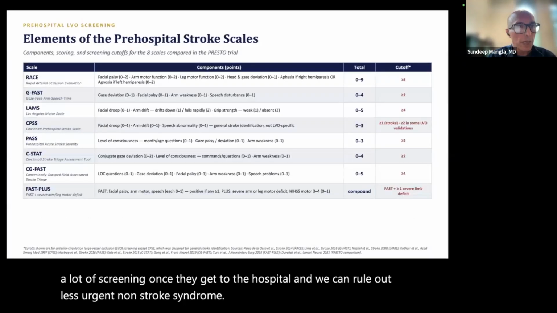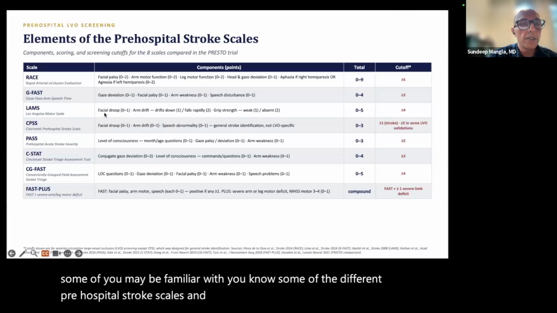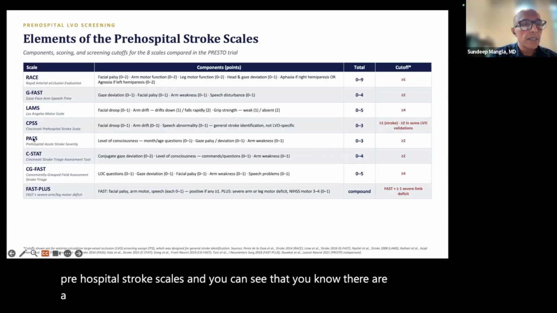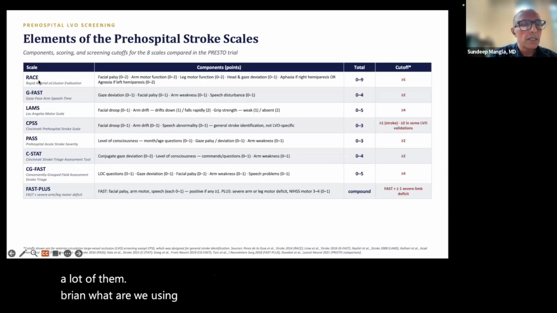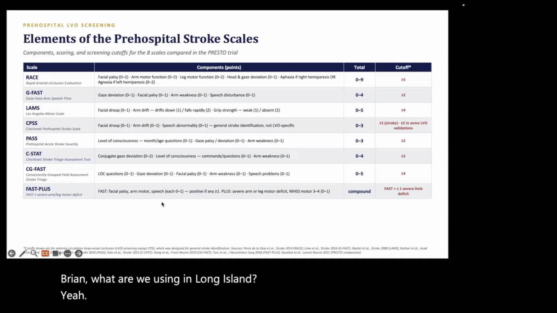Some of you may be familiar with some of the different pre-hospital stroke scales, and you can see that there are a lot of them. Brian, what are we using in Long Island? We're using still Cincinnati. We currently in Nassau don't have any mechanism to divert to a comprehensive or thrombectomy capable center, but that's coming.